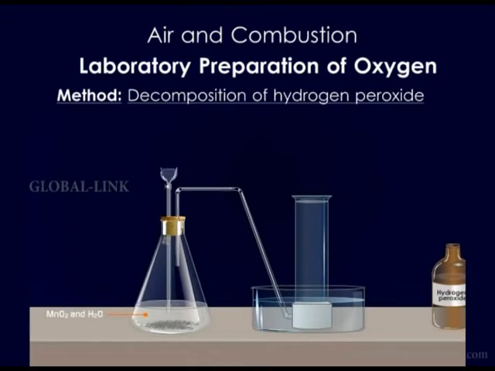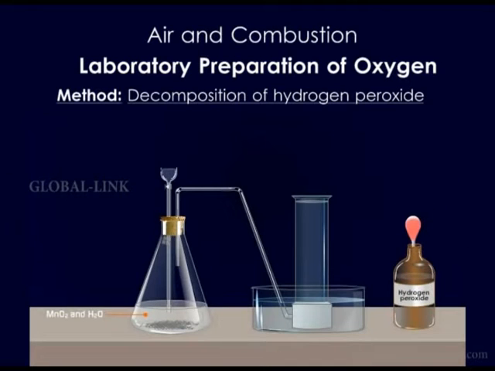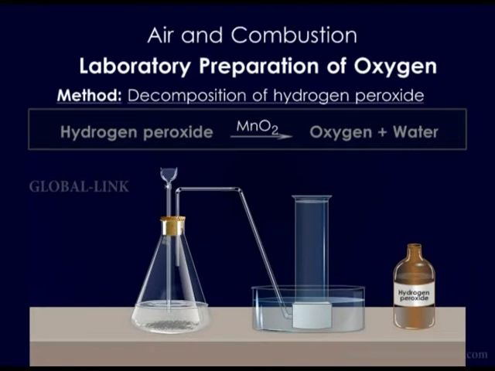We set up the apparatus as shown here. Some manganese oxide and water are taken in a conical flask. Hydrogen peroxide is added dropwise through the thistle funnel. Oxygen gas is liberated and carried through the delivery tube. It is collected in the gas jar by downward displacement of water. This is possible because oxygen is only slightly soluble in water.